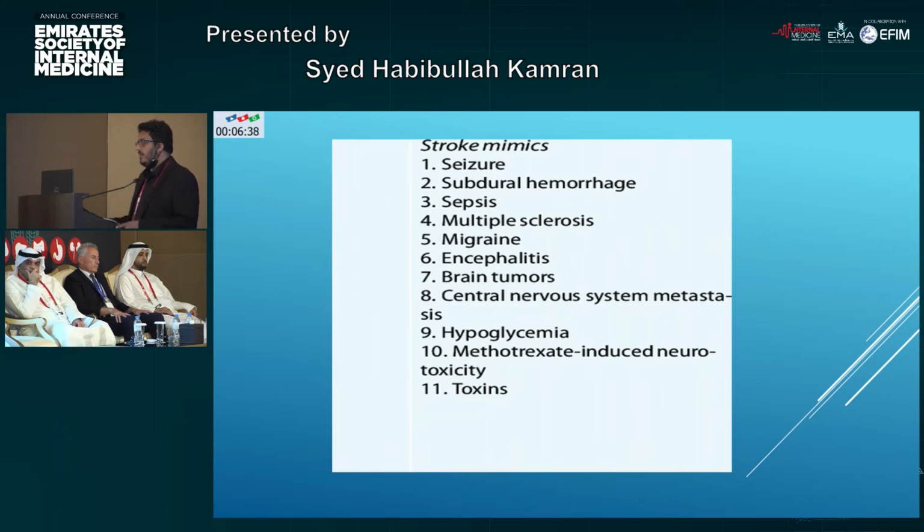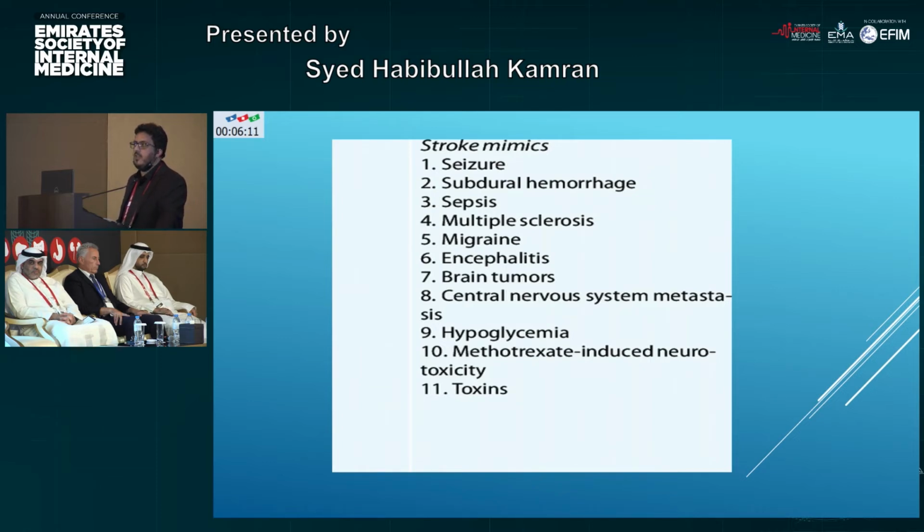Then subdural hemorrhage. If somebody has a trauma and subdural hemorrhage, they will have weakness. Of course, CT scan will rule that out. Metabolic or septic encephalopathy: in the history, you can easily exclude this because they will have gradual onset symptoms. MS patients also have gradual onset symptoms over more than 24 hours. Migraine, this is very interesting, as Dr. Yasmin and Dr. Nof mentioned, hemiplegic migraine.